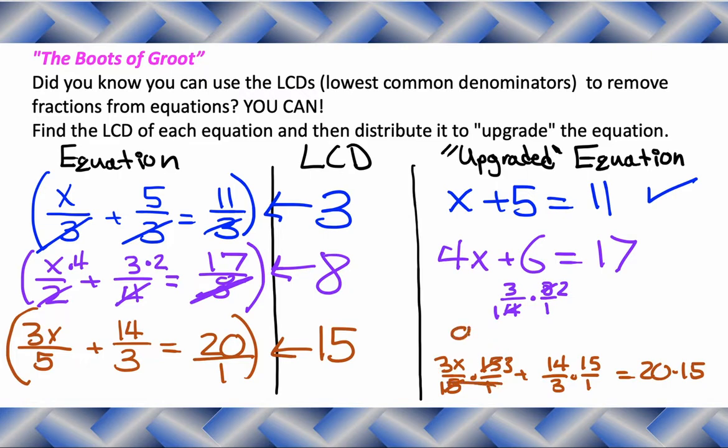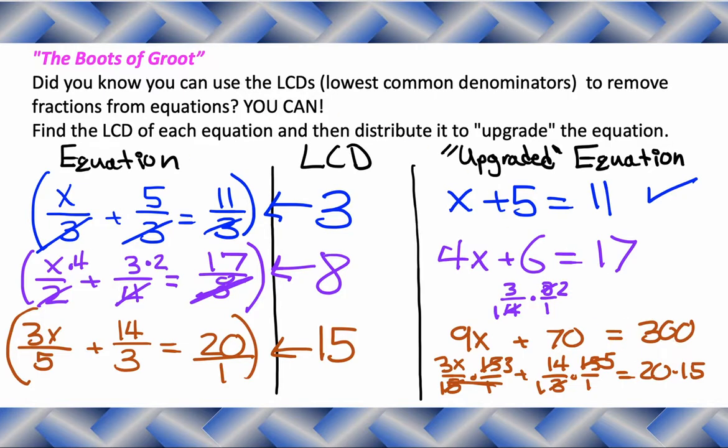3x times 3 is a 9x. Okay, over here, this will cancel into a 1. This will turn into a 5. 14 times 5, off the top of my head, I don't know, but I have a calculator ready to go. 14 times 5 is 70, so that's going to turn into a 70, equals 20 times 15, which is a big old number. It's 300. There we go. So that thing would upgrade to 9x plus 70 equals 300.